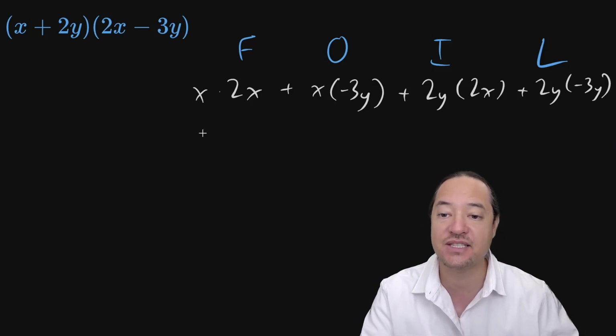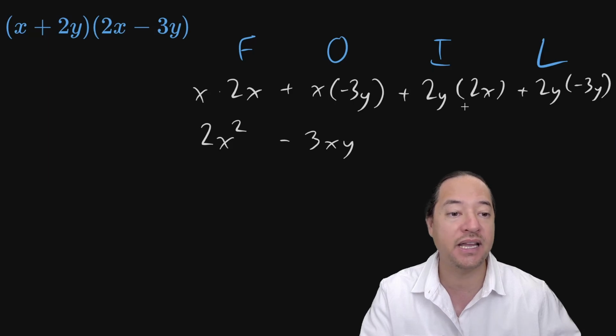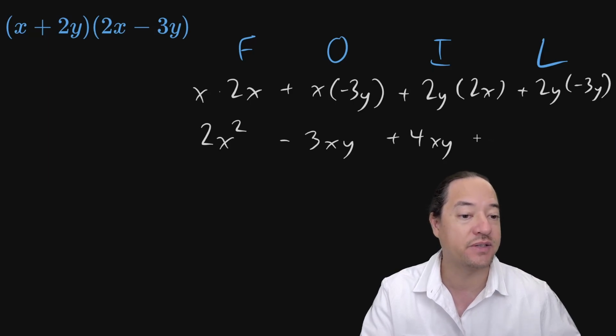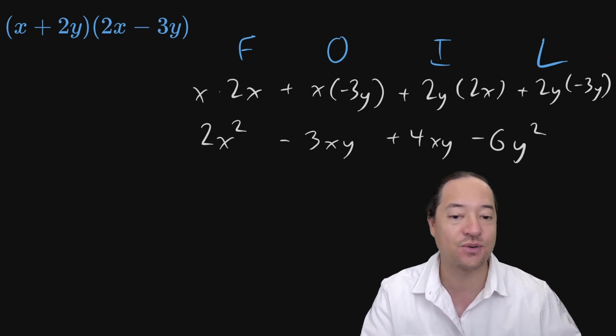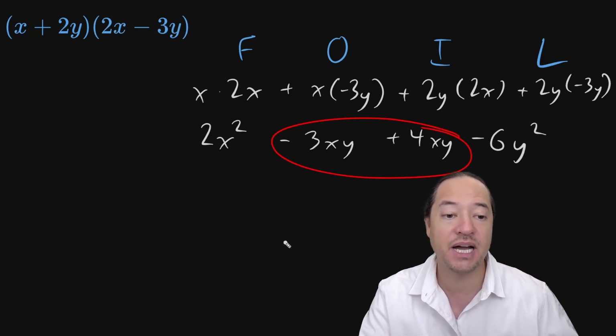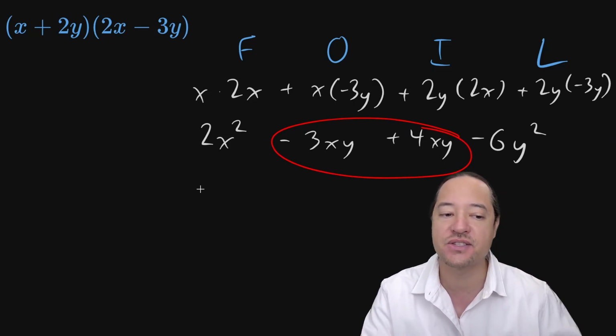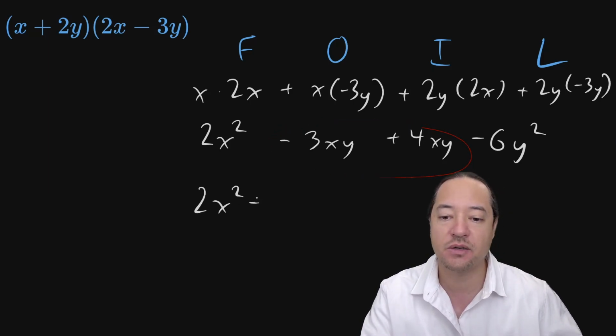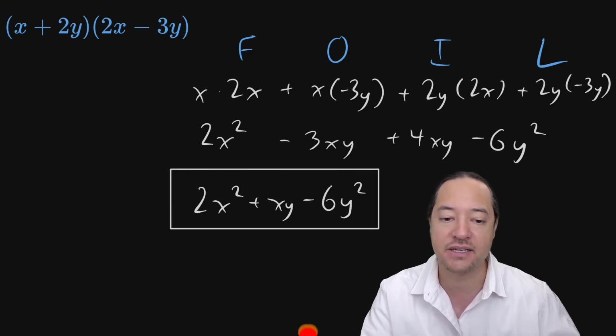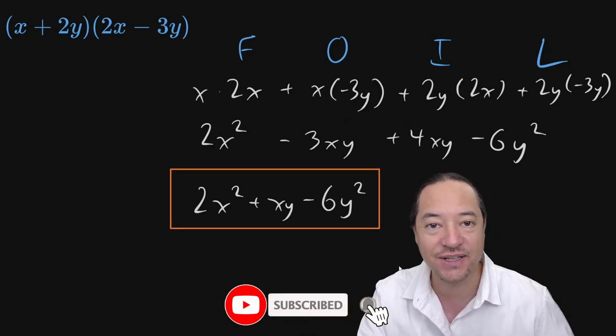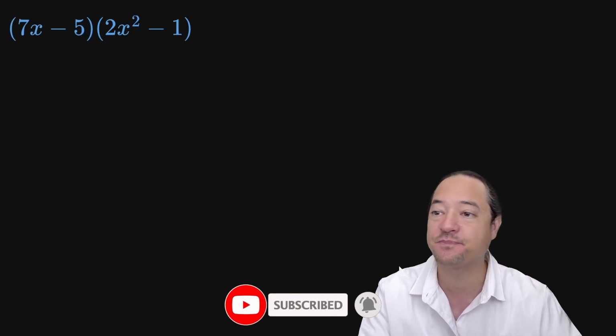x times 2x, that's 2x squared. Here we'll get a minus 3xy. Here we will get a plus 4xy, and the last term will give us a negative 6y squared. And so then we can combine these two like terms to give us 2x squared plus xy minus 6y squared, and that should be our final answer. Okay, let's go to the next one.